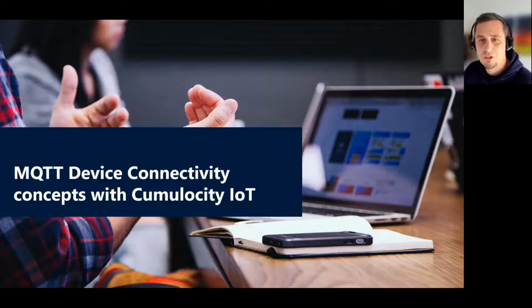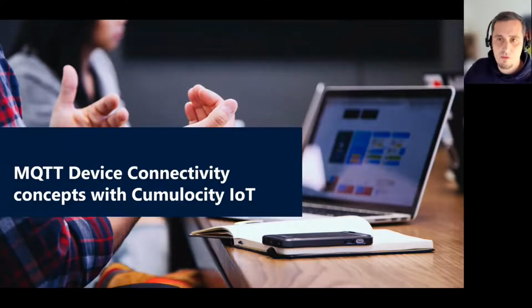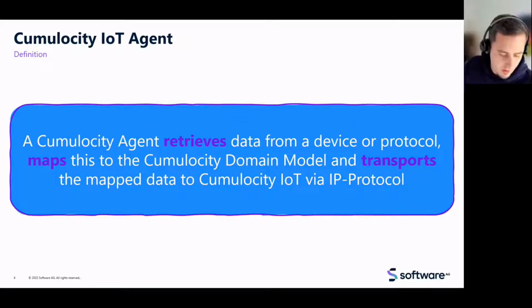Now let's get back to the original topic. Let's get started with the concept phase. Most likely, if you want to connect a device to Cumulocity, we talk about agents. And the agent I define in the following way. The agent for Cumulocity, first of all, needs to retrieve data from a physical device or some interface. Then you need to map the data to the Cumulocity domain model we're providing from the platform. And of course, you need to securely and reliably transport this information to the platform by an IP protocol. That's a very abstract way to define the agent.